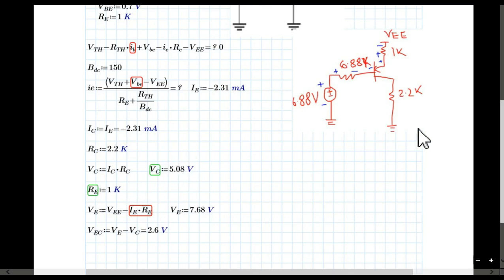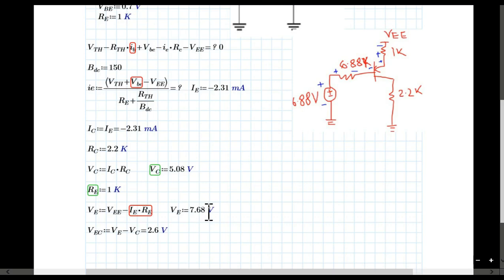Now you have RE equals 1K, so you can easily find the voltage VE. You found the voltage at this node, VC, and now you are trying to find the voltage at this node, that is VE. So VE equals VEE minus IE into RE. Now you have the value of IE and the value of RE. If you solve this, your VE equals 7.68 volt.